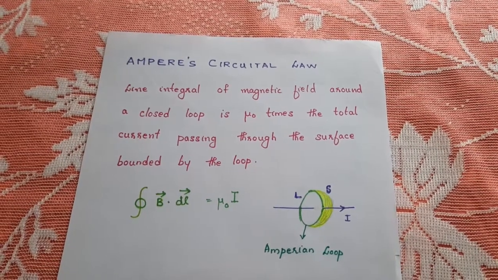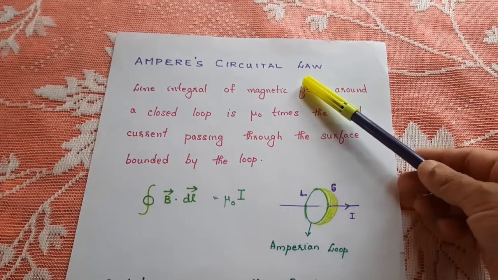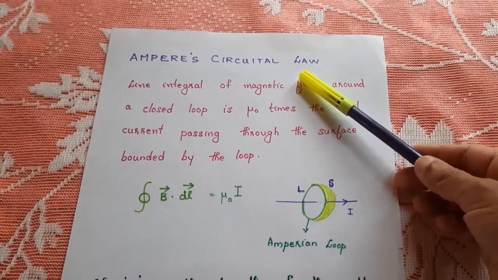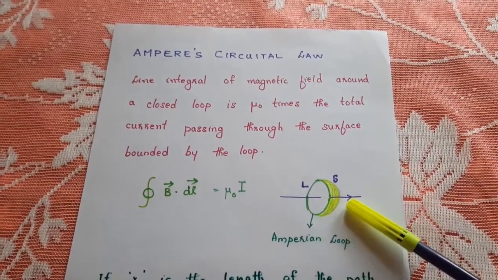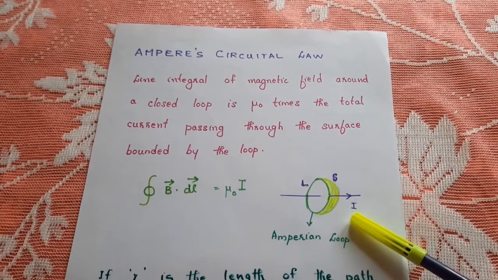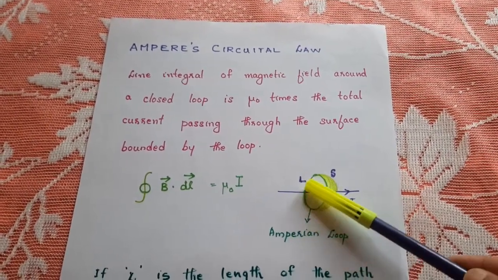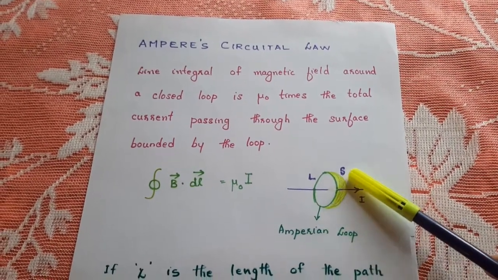In this class, let us learn Ampere's circuital law. This law is used to find the magnetic field due to a current carrying conductor. Let us consider a current carrying conductor carrying a current I. Consider a circular loop around the conductor which encloses a surface S.